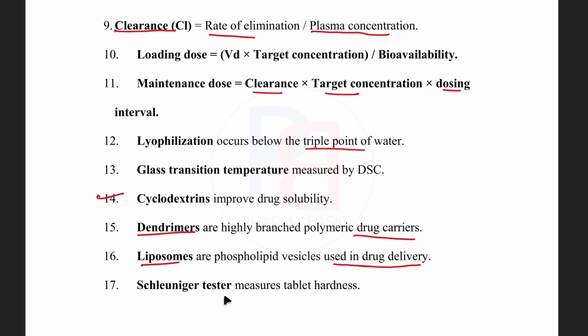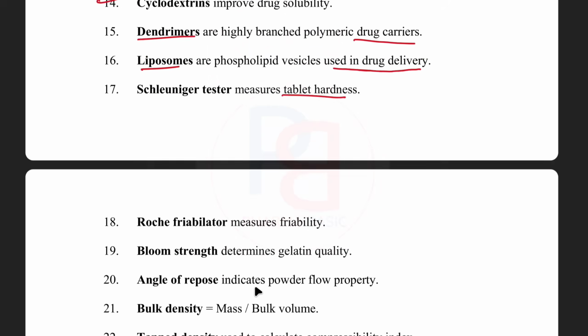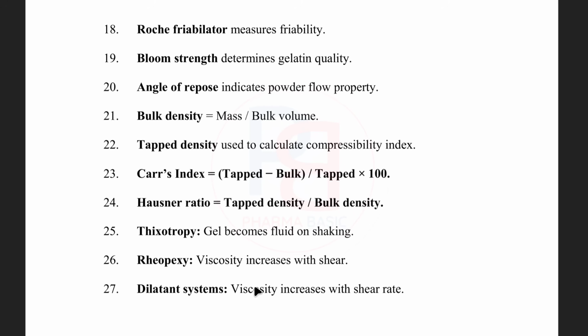Kleinn-Niger tester is an electromechanical tester for tablet hardness testing. Roche friabilator is used for friability testing. Bloom strength determines the gelatin quality.